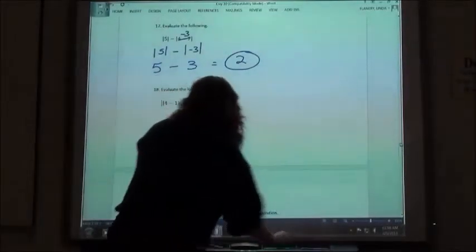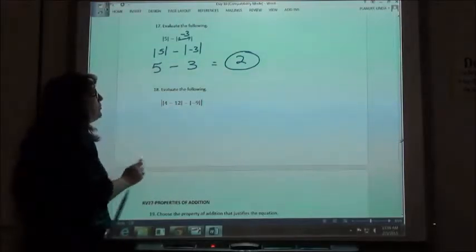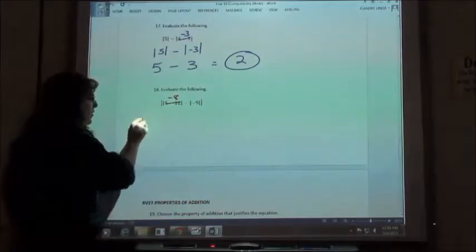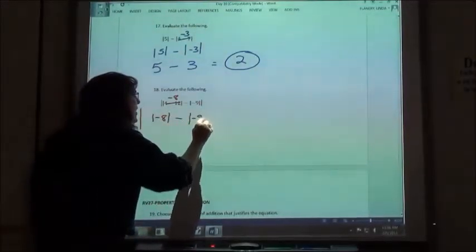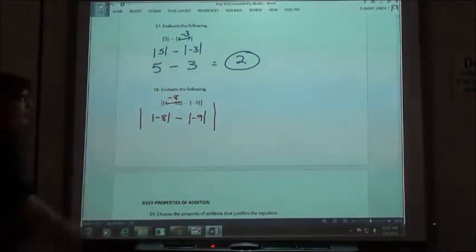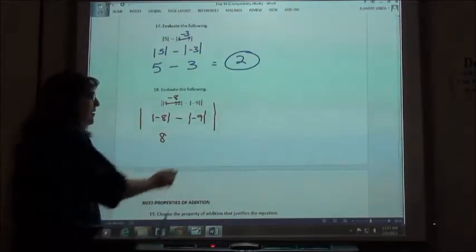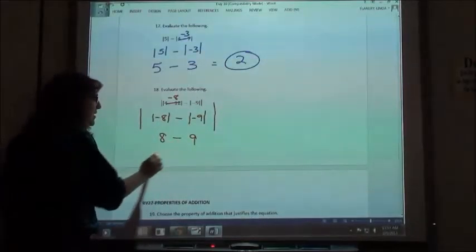Number 18, I'm going to evaluate. Again, I've got to start inside my absolute values. 4 minus 12 is negative 8. So I've got absolute value of negative 8 minus the absolute value of negative 9, all in the absolute value symbols. Absolute value of negative 8 is 8. Absolute value of negative 9 is 9. Minus sign is in between.